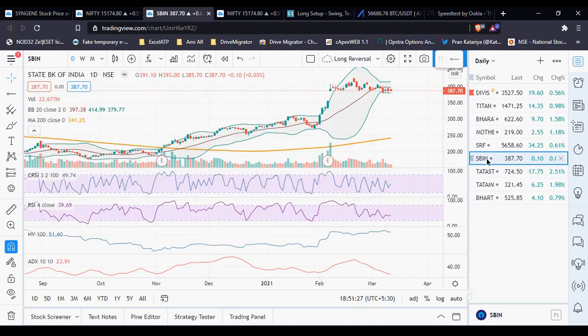We have SBI. We found the signal on 27 January. So 27 January seems to be a good day where many setups were initiated. Is it touching the lower Bollinger Band? The lower Bollinger Band is 288.2 and the low of the candle is 272.5. We have a green candle, RSI and CRSI well below their levels. Historical volatility is 44 and ADX is almost at 30.